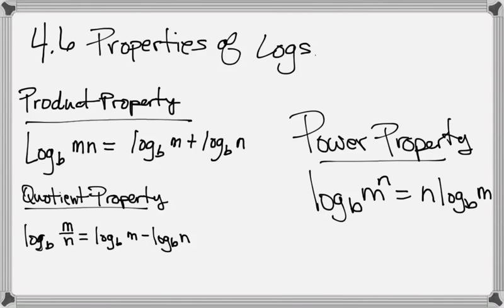If you go back here, what's happening to the exponent? We have to bring this exponent out front. The power property: the exponent comes out front. That's where you get this from.